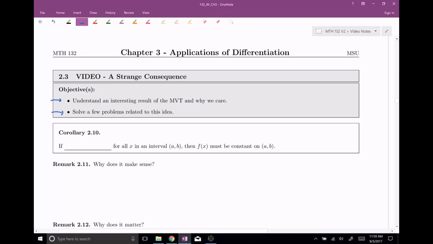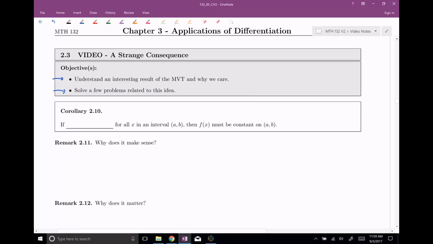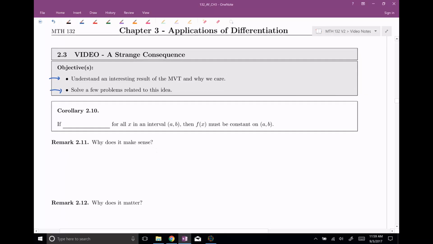So the consequence of the mean value theorem that we can prove using, again, the mean value theorem. This is a corollary. This is a result from the mean value theorem. It says if the derivative is equal to 0 for all x in some open interval (a, b), then on this interval the function must be constant. So f of x must be constant on that interval. Okay, and that kind of makes sense, right?